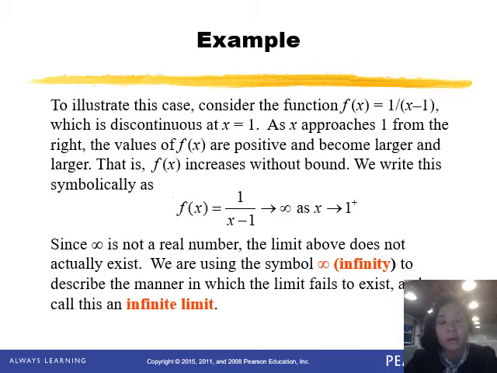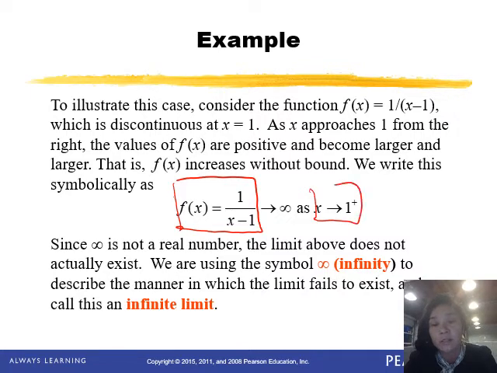Here we have a rational function, f of x is equal to 1 over x minus 1. As x approaches 1, the function is discontinuous. As x approaches 1 from the right, the values of f of x are positive and they become very, very large. And so as x approaches 1 from the positive side, which means from right to left, we say that the limit of that function approaches infinity.